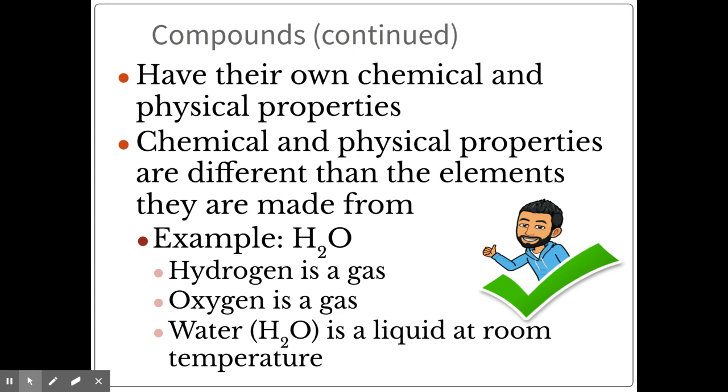And by the way, these two flammable gases at room temperature, hydrogen and oxygen, you put them together with two hydrogens for every one oxygen, and you get a liquid that is used to put out fire. Wait a minute, we've got two flammable gases, put them together in a 2-to-1 ratio, and we get a liquid that we use to put out fire. So that's a great example of how the properties within a compound are not just the properties of the elements that make up that compound.